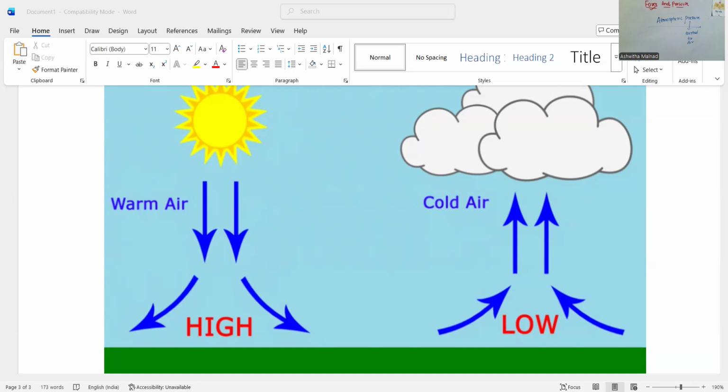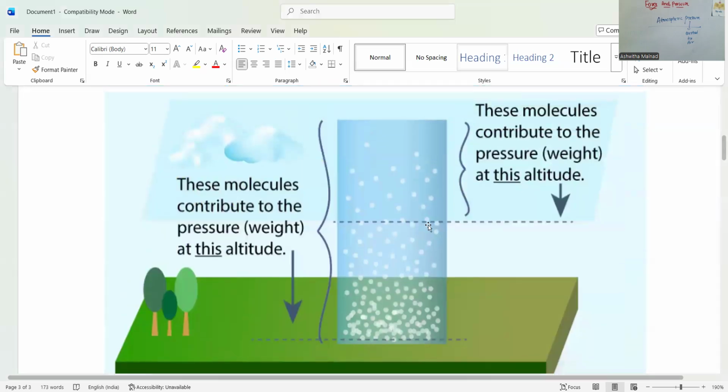We all know the formula. See, if we imagine a unit of area filled with air, then the force of gravity on air is the atmospheric pressure. So in a textbook, you have the explanation with the help of a cylinder. The molecules contribute to the pressure weight at this altitude, and the molecules contribute to the pressure weight at this altitude. So in both ways you can find the pressure, isn't it?